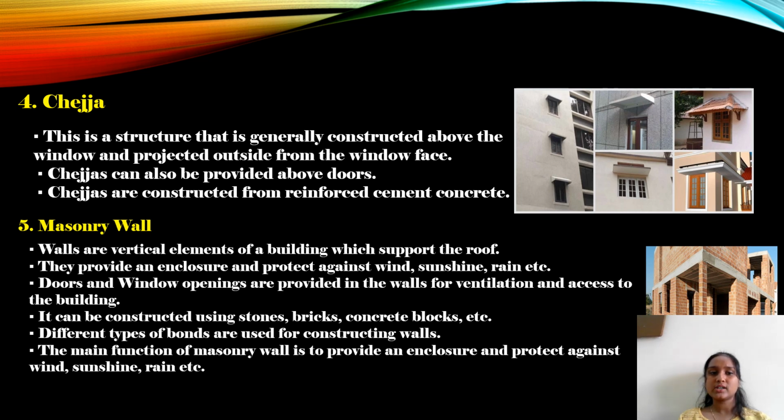Fifth one is masonry walls. Walls are vertical elements of a building which support the roof. They provide an enclosure and protect against wind, sunshine, rain, etc. Doors and windows openings are provided in the walls for ventilation and access to the building. It can be constructed using stone, bricks, concrete blocks, etc. Different types of bonds are used for constructing walls. The main function of masonry wall is to provide an enclosure and protect against wind, sunshine, rain, etc.